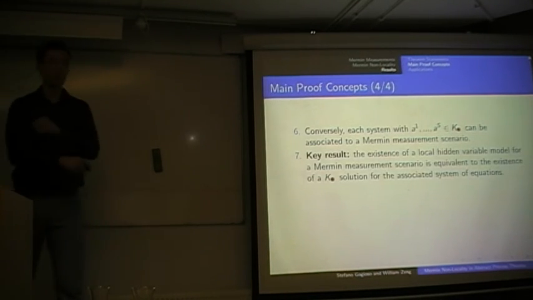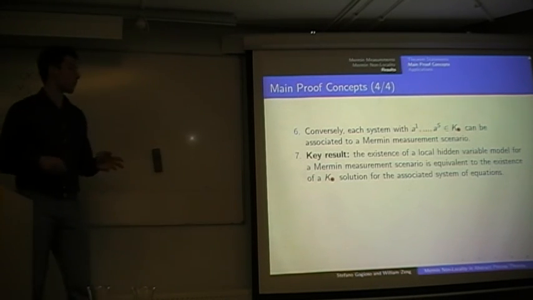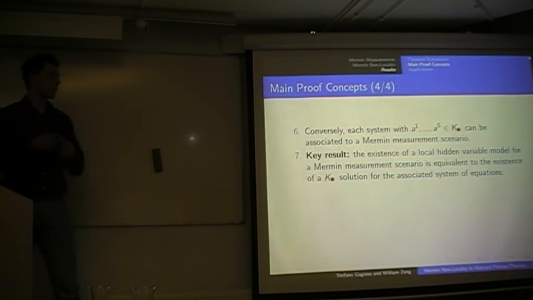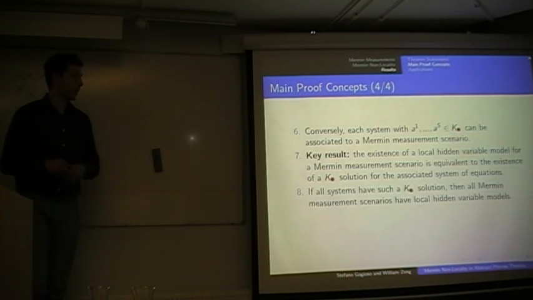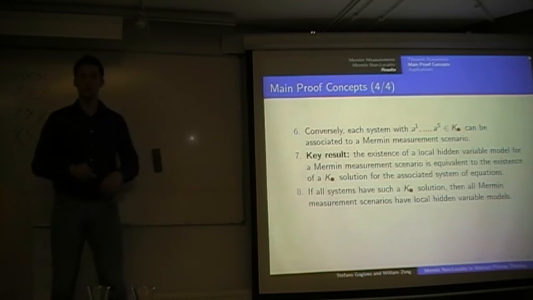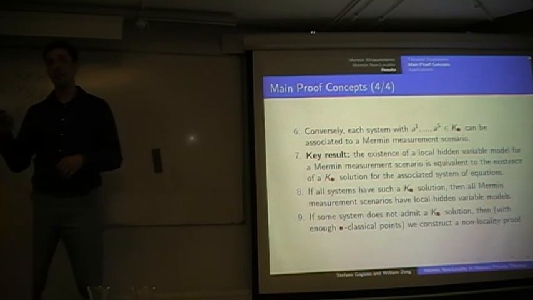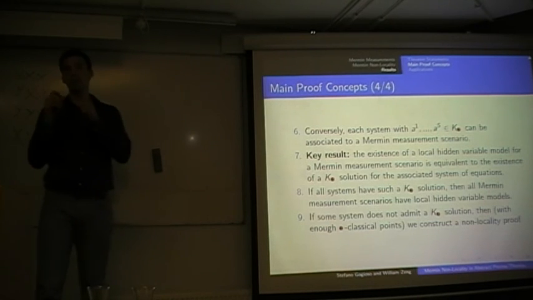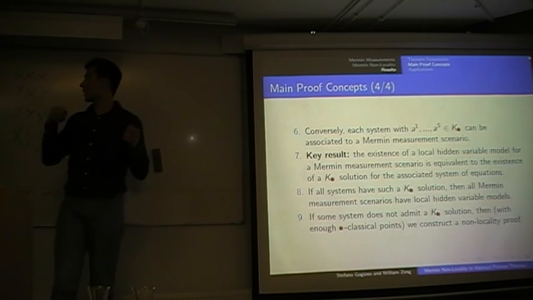So then in the paper, which I won't go into now, this is connected to the existence of one of those local maps in the way that I described it earlier. So if you have a local hidden variable model for a Mermin measurement scenario, then it's equivalent to a solution in classical points for that associated system of equations. And if all of one of these systems of equations has a solution, then there's a local hidden variable model. And if we can find some set of equations that doesn't have a solution, then that means you can directly construct some non-locality proof by using the coefficients and the phases to become the phases in your measurements.